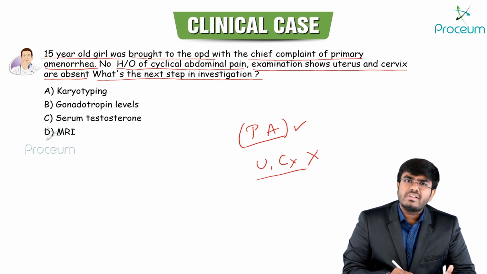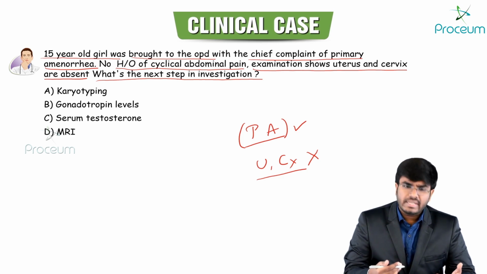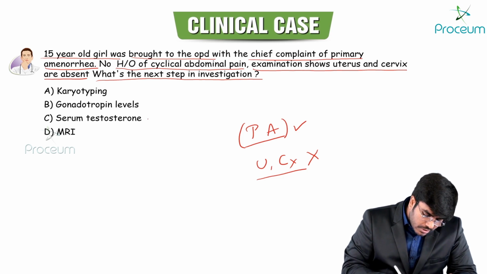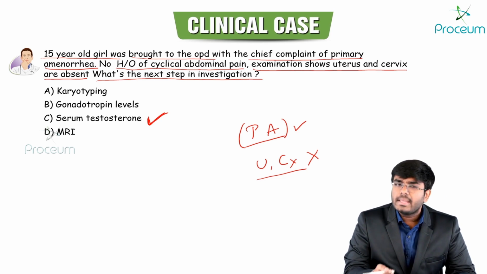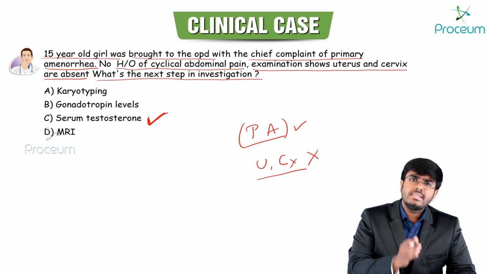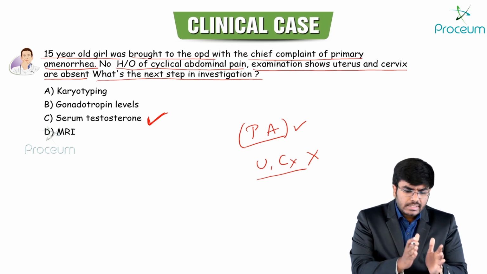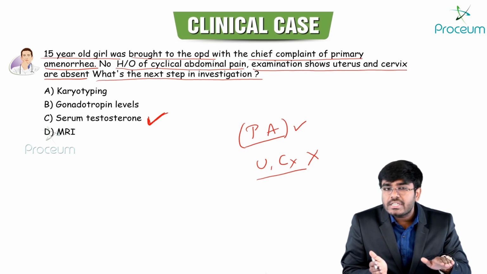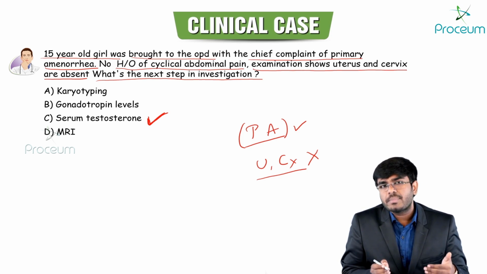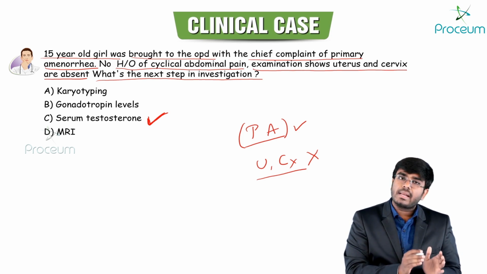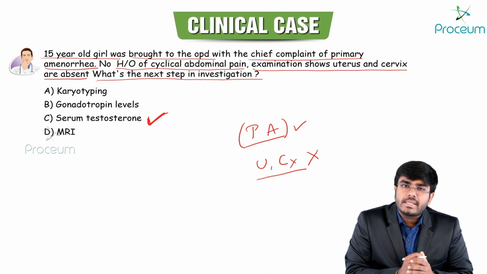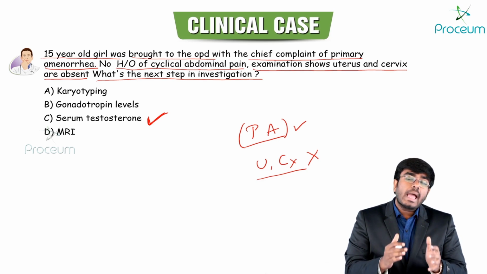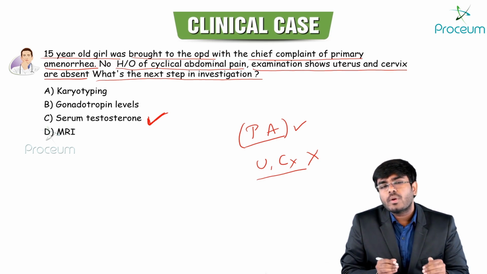Okay. Now, gonadotropin levels, not much information you will get with the gonadotropin levels. Now, serum testosterone. Yes, serum testosterone you can go for. Why? Because if it is MRKH, the testosterone levels will be of female range, that is 20 to 80 nanograms per deciliter. If it is MRKH, less amount of testosterone will be there. But if it is androgen insensitivity syndrome, you will have 200 to 800 nanograms per deciliter.